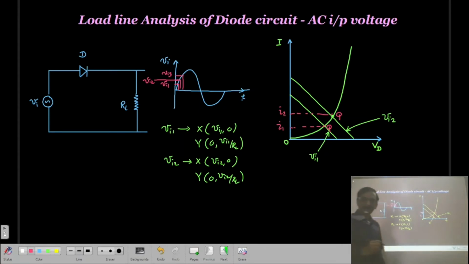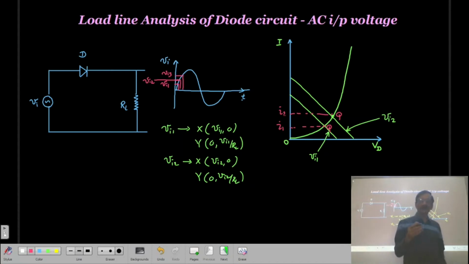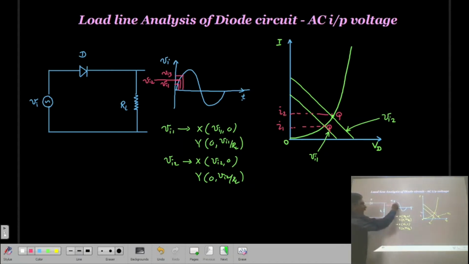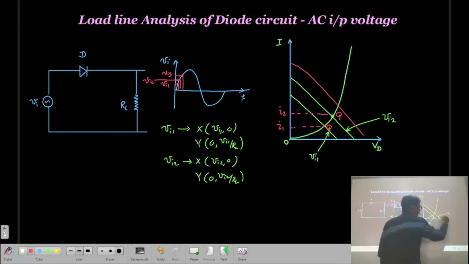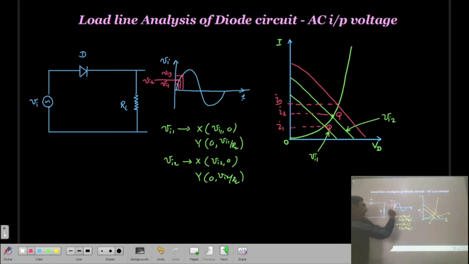So now what will happen? In the AC input voltage, the voltage is not constant. It is continuously changing. So suppose I want to find out the current for Vi3. Then I have to draw a line like this, and then I can calculate the value of this current I3. Right? So from 0 to a maximum voltage Vn, a large number of points will be there.